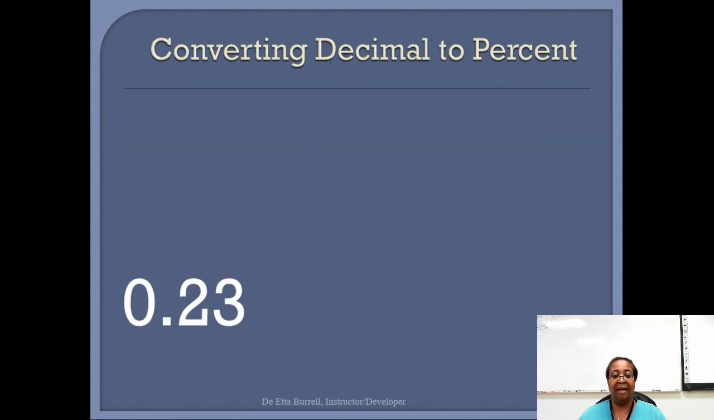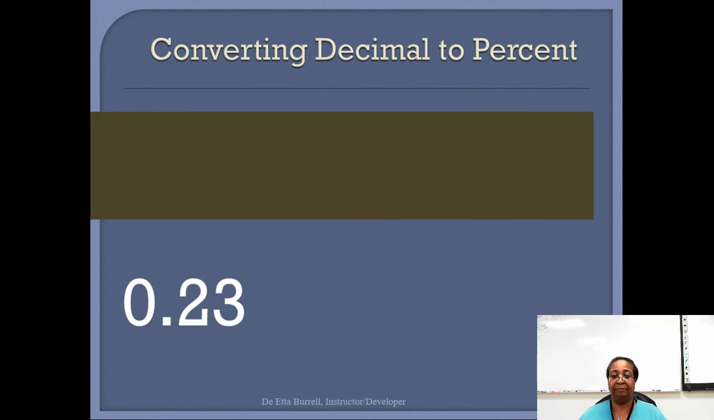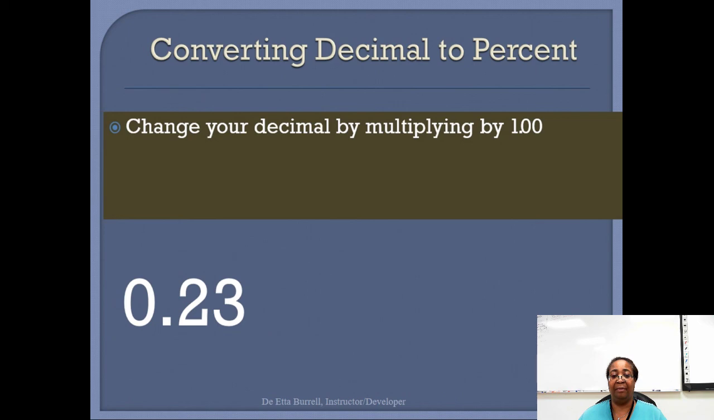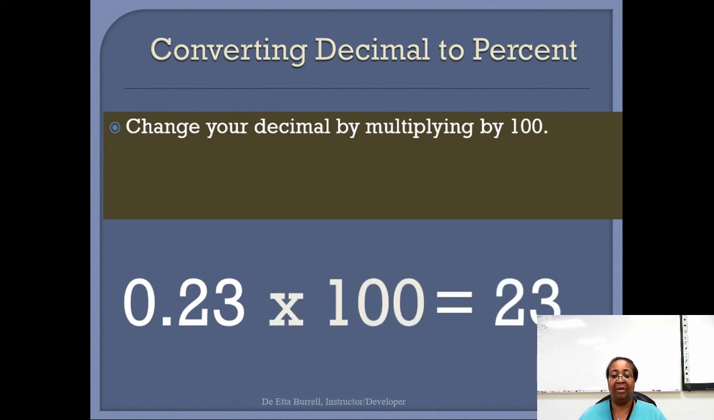So if I have 23 hundredths as my decimal and I need to make it a percent, remember the rule is to multiply by 100. So change your decimal by multiplying by 100. And when I do that, I'm going to get 23. Then don't forget to add your percent sign to make sure people know that this is a percent. It's parts of 100.